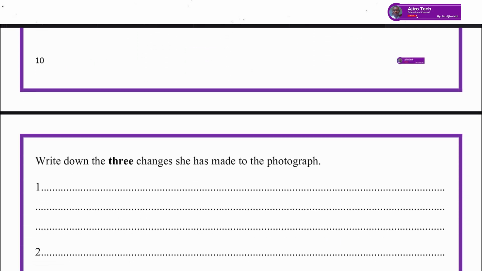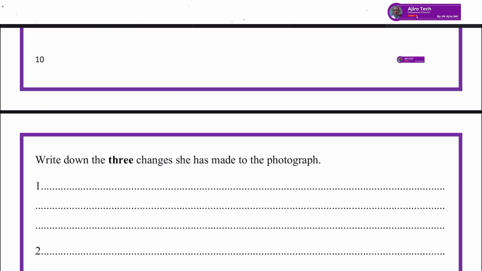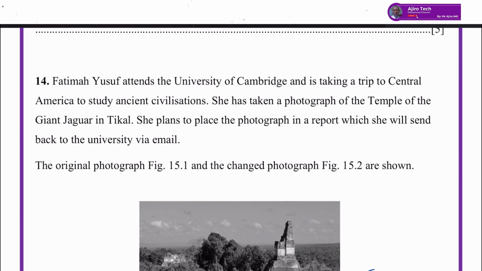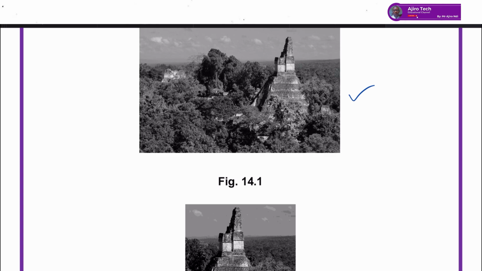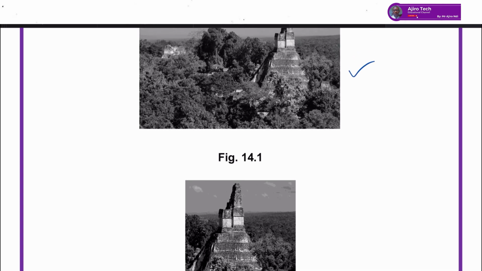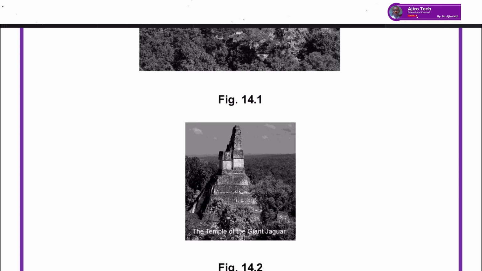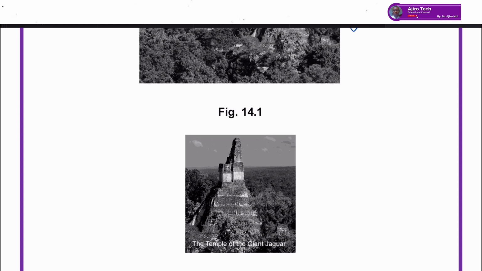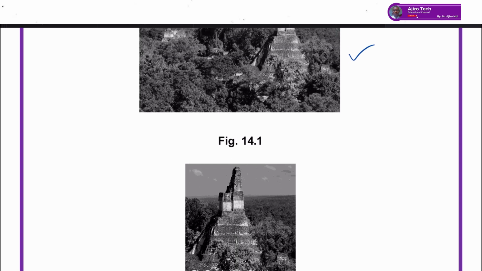So let's write down 3 changes she's made to the photograph. What are the changes she's made? Now, what I see here is that Fatima has cropped the image. She added the text at the temple of the giant jaguar. The text is not here, so she added it. Looking at both of them, you will see that the resolution was also changed, and this looks brightened a little bit.